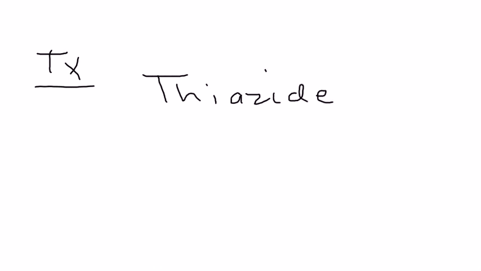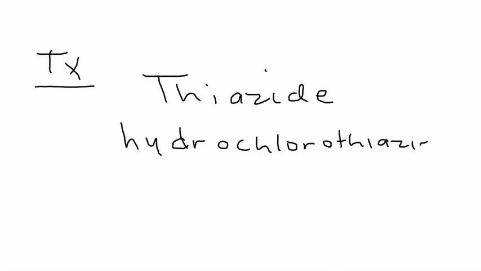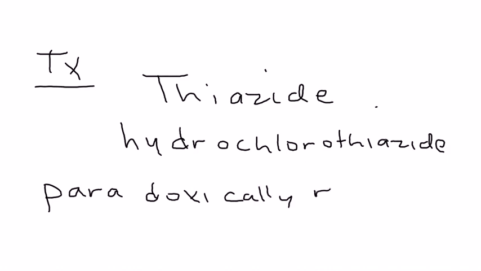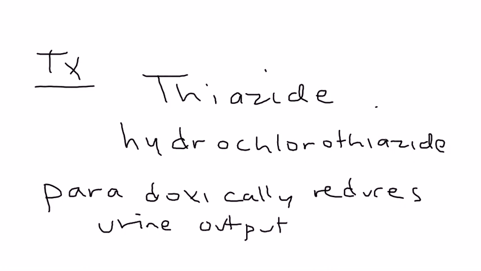So then finally, how do you treat this? ADH is not useful, so what do you do? Well, it's a very interesting treatment. You actually give a thiazide diuretic, most commonly hydrochlorothiazide, and it has a paradoxical effect. It paradoxically reduces urine output, which is the opposite of what you'd think a diuretic would do, which is what thiazides are.